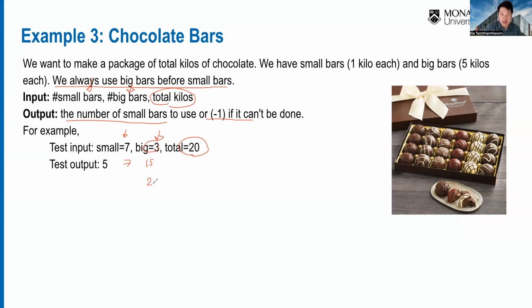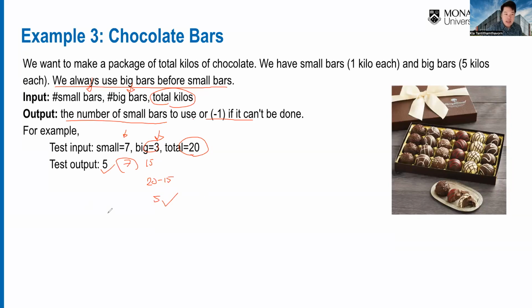Then 20 minus 15. How many small bars are left that we need to use? We need only 5. That's why the output here is 5. That's the number of small bars that we need to use.